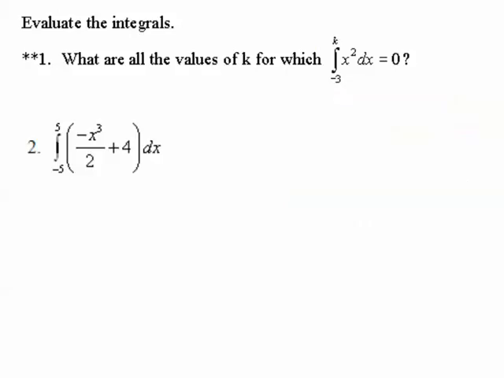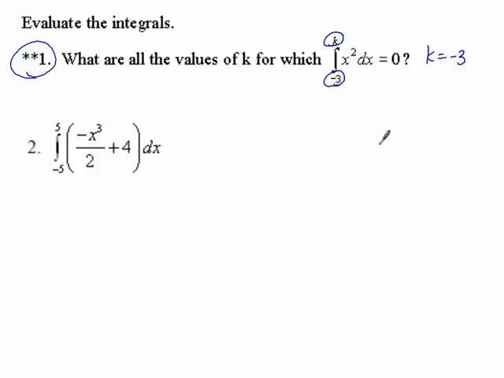Let's take a look at some examples that use these properties and see why they will be useful evaluating these integrals. So from an AP exam, what are all the values of k for which the integral from negative 3 to k of x squared dx equals 0? Well, if it's going to equal 0, remember that these limits could be the same thing.